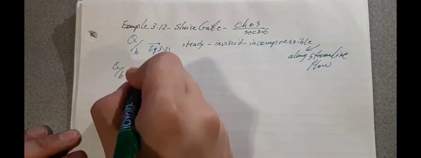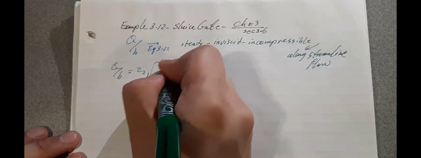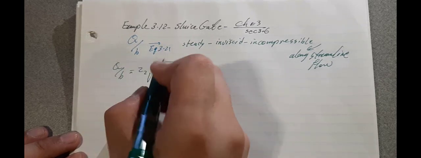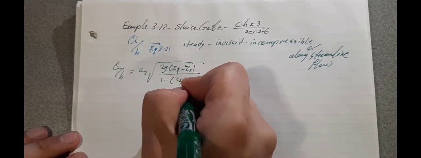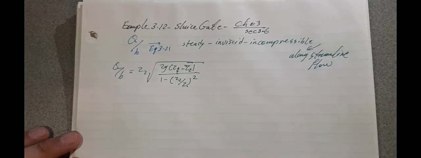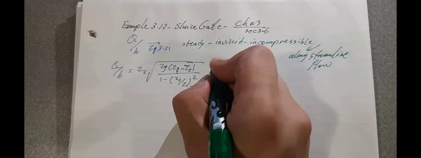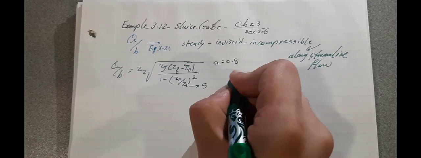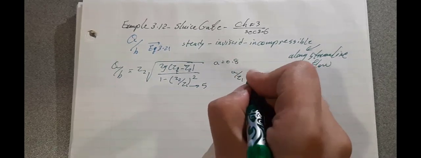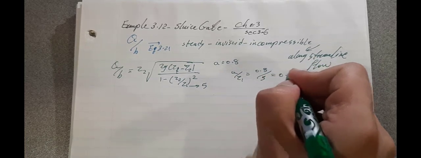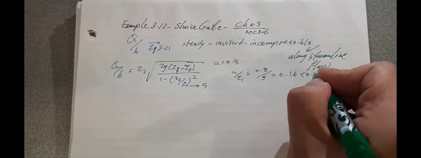So we can have it as this: Q over B is equal to Z2 square root of 2G (Z1 minus Z2) divided by 1 minus (Z2 over Z1) to the power 2. As you know, Z1 is 5 and A is equal to 0.8. A divided by Z1 is 0.8 divided by 5, which is going to be 0.16, which is less than 0.2.